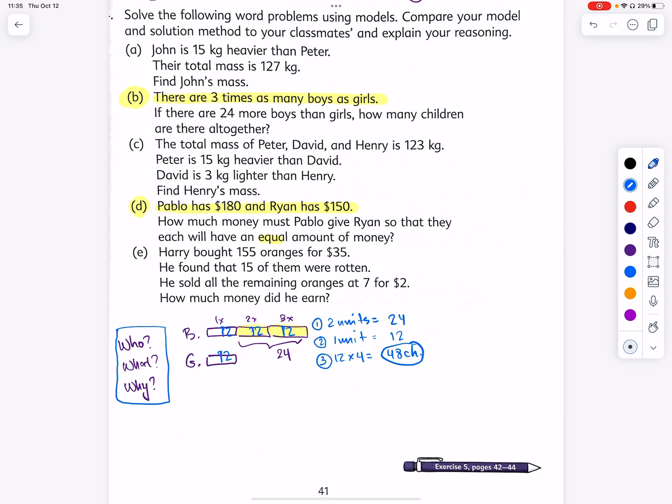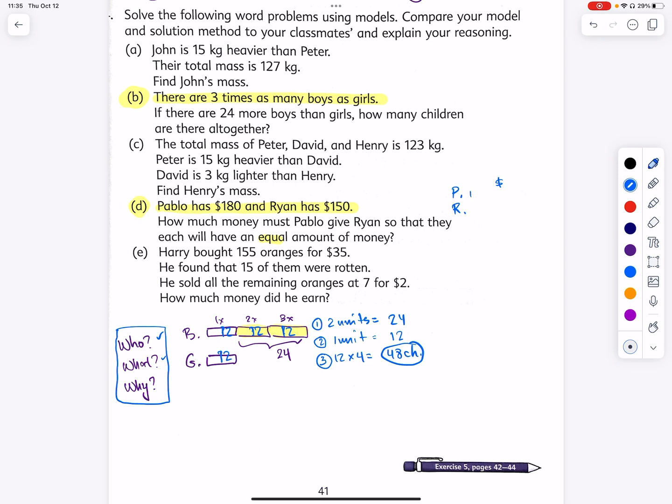Let's write it down. P for Pablo, R for Ryan. So we answered who. What is the problem talking about? The problem is talking about money. What does the problem tell us about their money, Pablo's and Ryan's? Well, we know Pablo has 180, Ryan has 150.